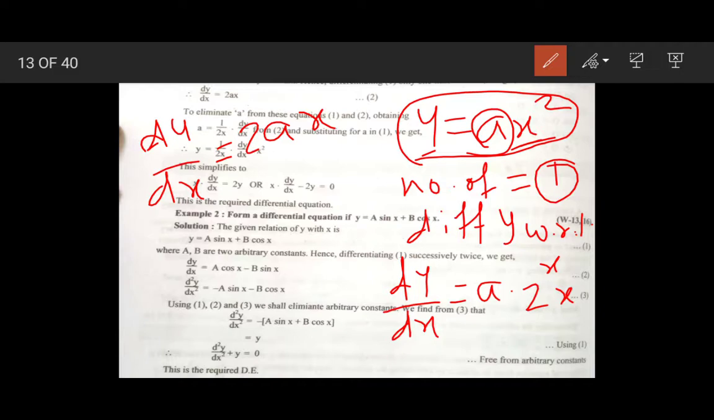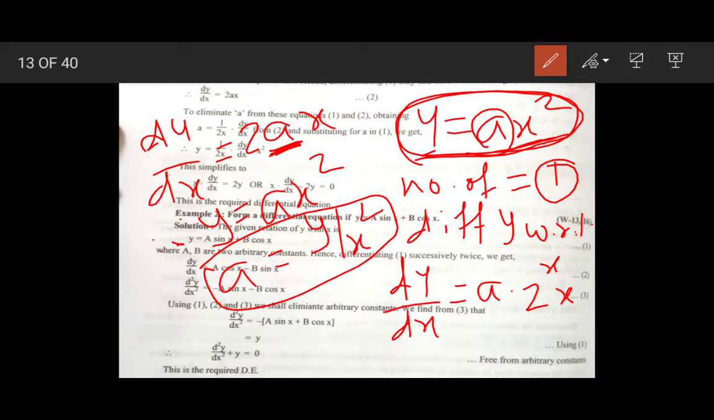Now this is not a final differential equation because here a is there. If a is occurring in the final differential equation, then we have to remove this arbitrary constant. So what I am going to do, I am going to substitute a from this equation. Now we know that since y is equal to ax square, that means a is equal to y upon x square, right?